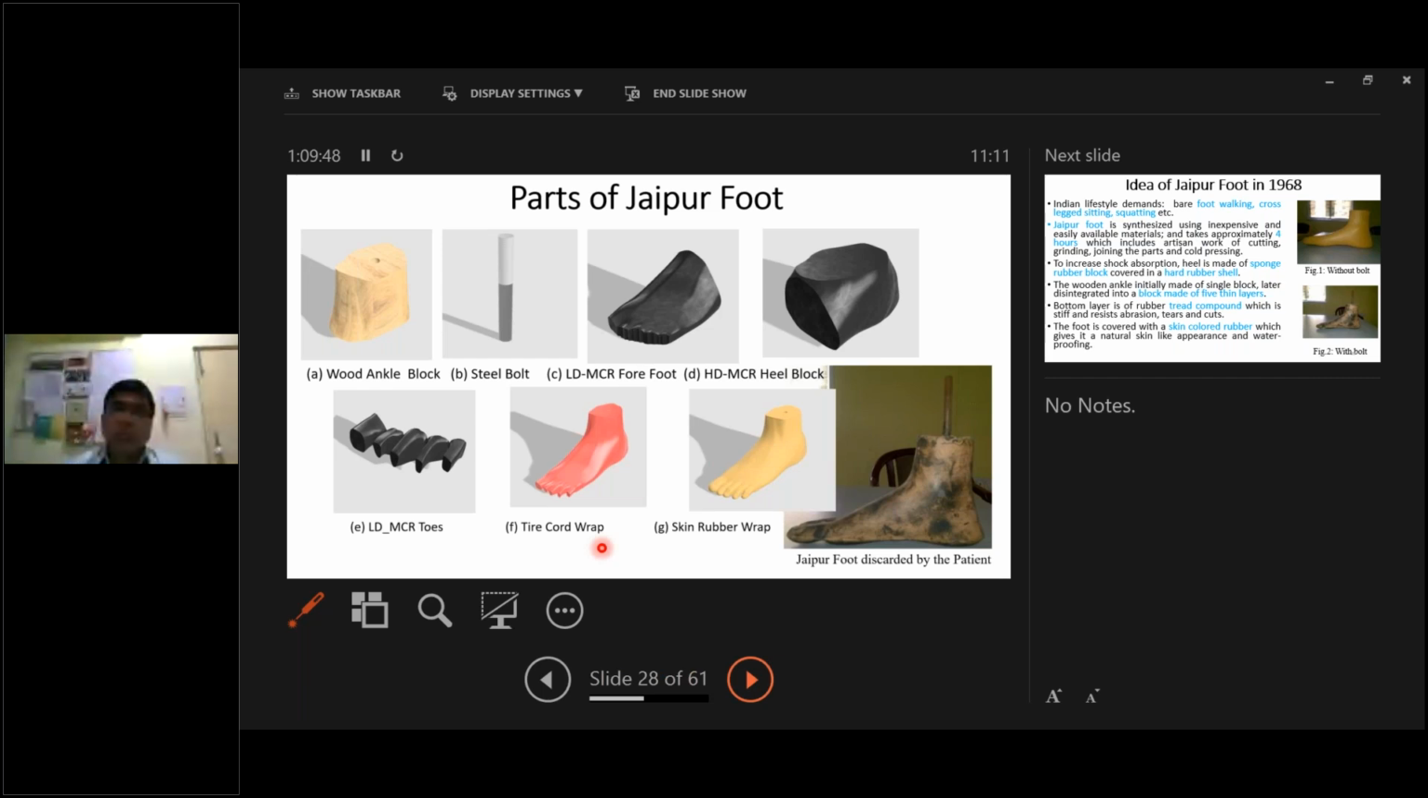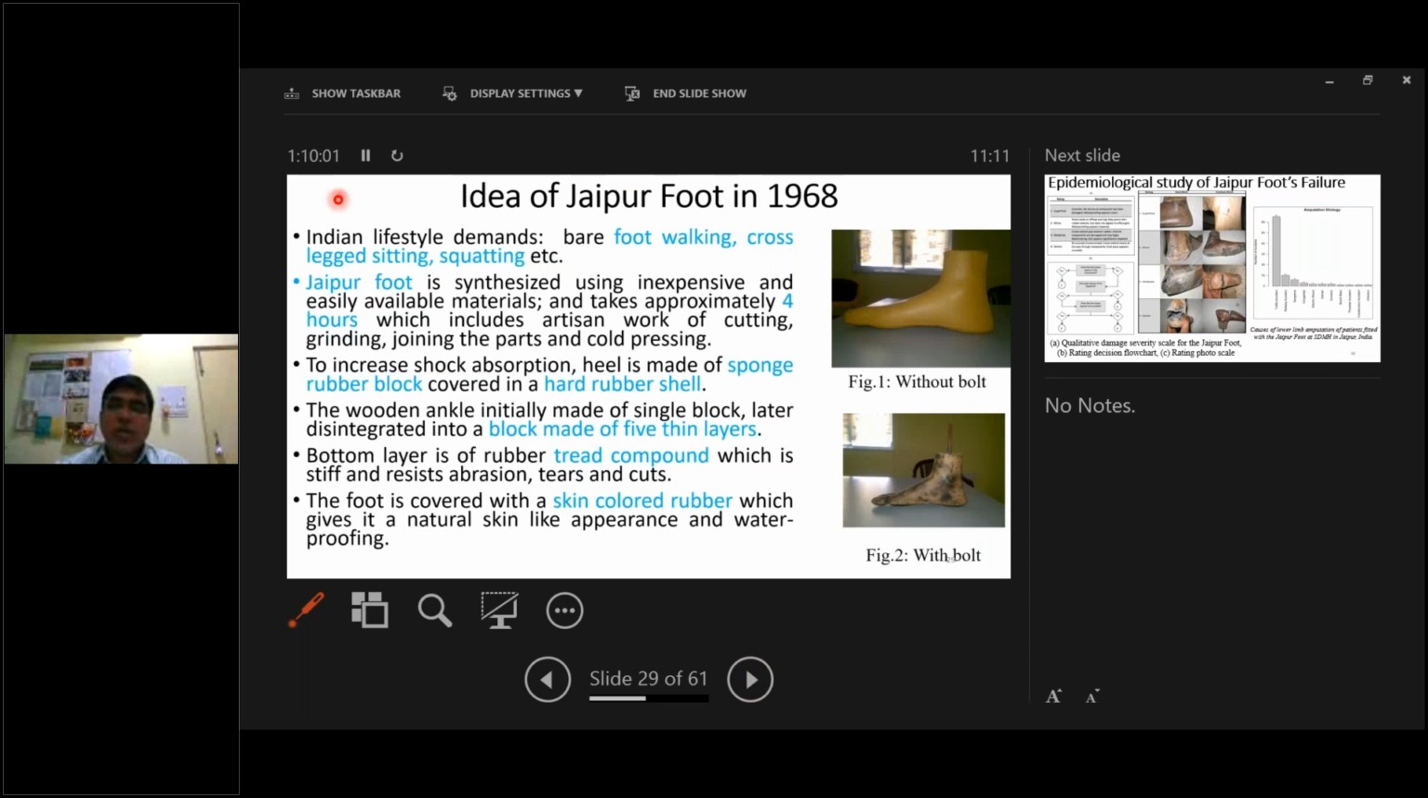So that was the idea of the Jaipur foot in 1968. One can walk, cross leg, sit, and squat. Cross leg बैठते हैं ना, मंदिर में बैठते हैं वैसे. So likewise, he came up with an idea and he used locally available material. There are two designs, one with gold, one without gold, and these are the feet available.